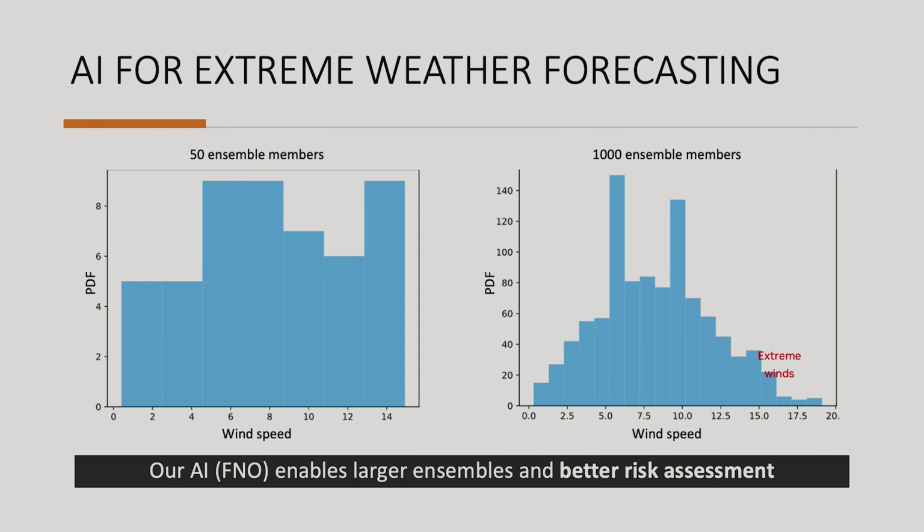Concretely, right now the models are really slow. They take minutes to run, while our models run in milliseconds. So you can run thousands of ensembles much faster. Here on the left, if you have only 50 ensemble members, you will only capture a sort of Gaussian distribution, so only a small range of wind speeds. You need many more ensembles to model the tails of the distribution, so the extreme winds. These are actually the ones we're most interested in predicting, because they could be the most destructive, or those we couldn't prepare for because we didn't have these trajectories.